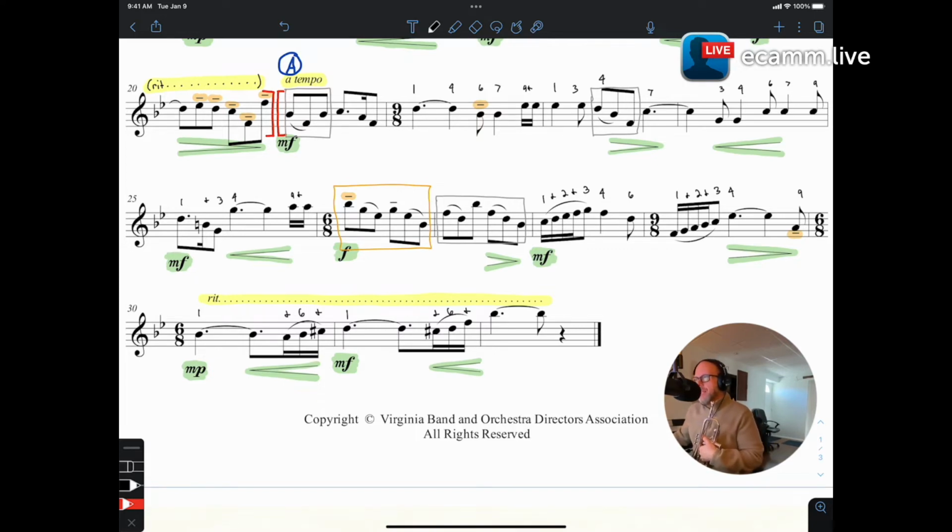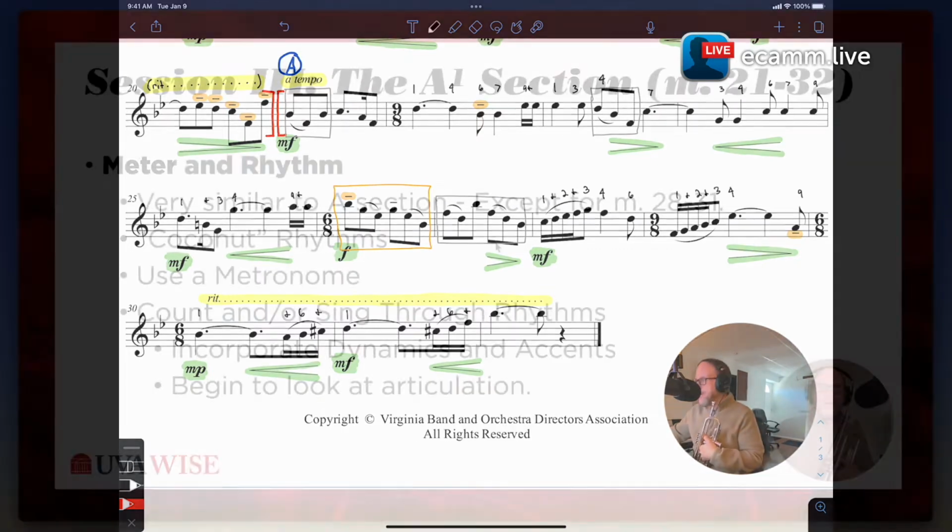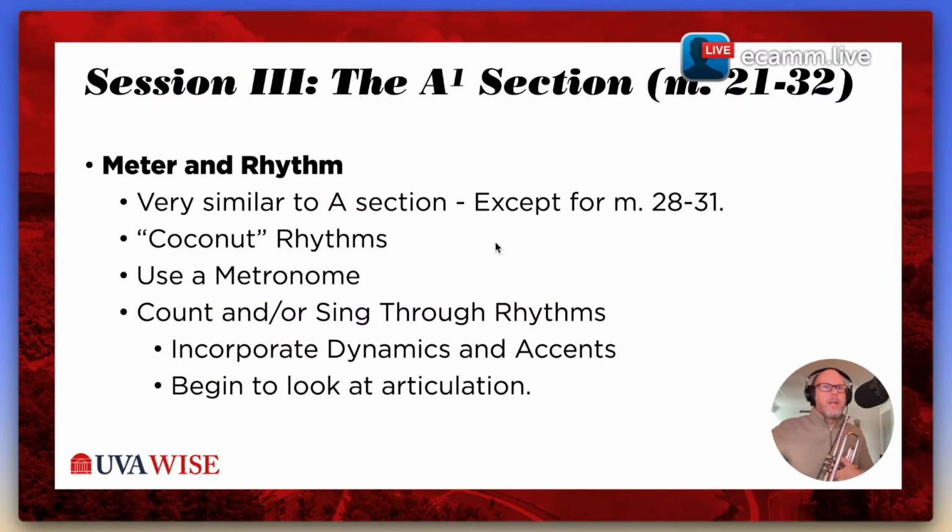So that's a good overview of that section. We also have the coconut rhythms, if you recall from our last session. Ding, da da, ding, da da, coconut, coconut. Make sure it has that lilt and that bounce to it, just like you were saying the word.